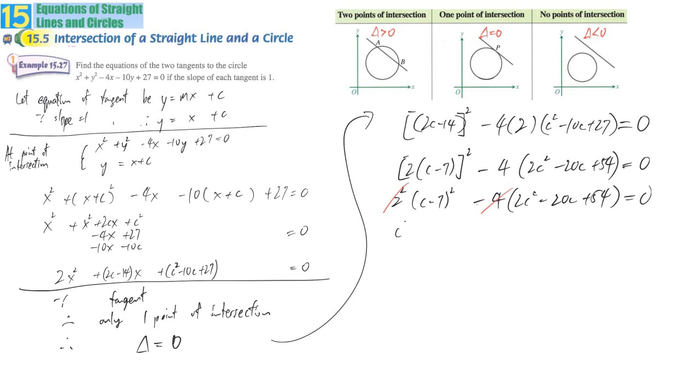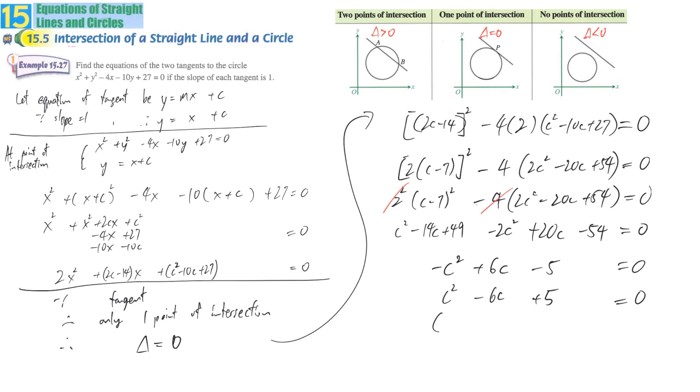So it gives us c squared minus 14c plus 49. Everything times negative 1, so we have negative 2c squared, negative times negative gives positive 20c, and negative 54. Negative c squared, positive 6c, minus 5 equal to 0. You may use your calculator to solve this quadratic equation, or you may solve it by using factorization.